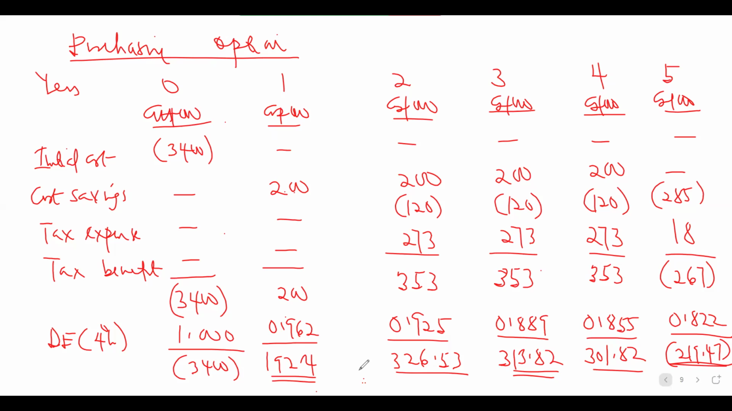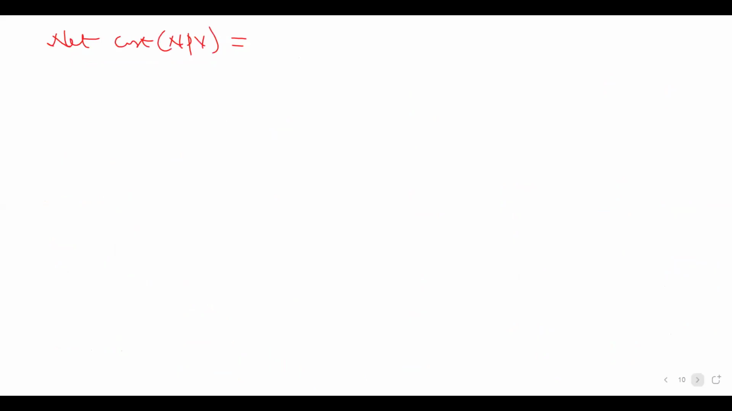I'm having 2484.9. Okay, negative 2484.9. Okay, so let's come to the leasing option.